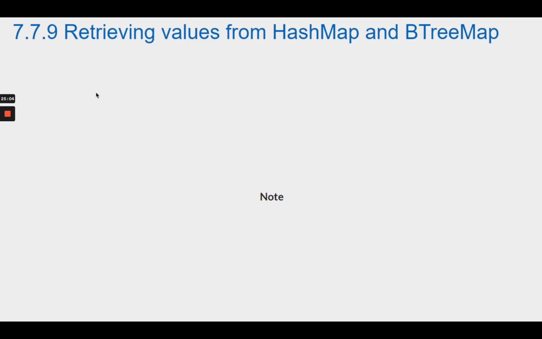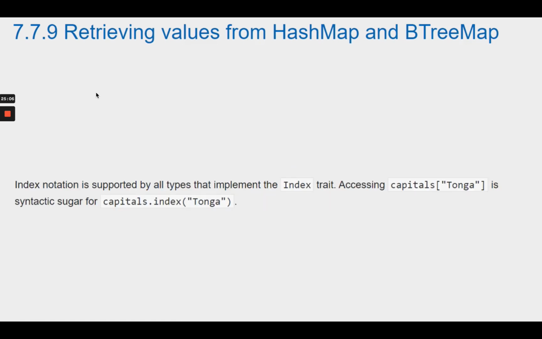Note: index notation is supported by all types that implement the Index trait. Accessing capitals["Tonga"], with Tonga surrounded in double quotes and then surrounded by square brackets, is syntactic sugar for capitals.index("Tonga").